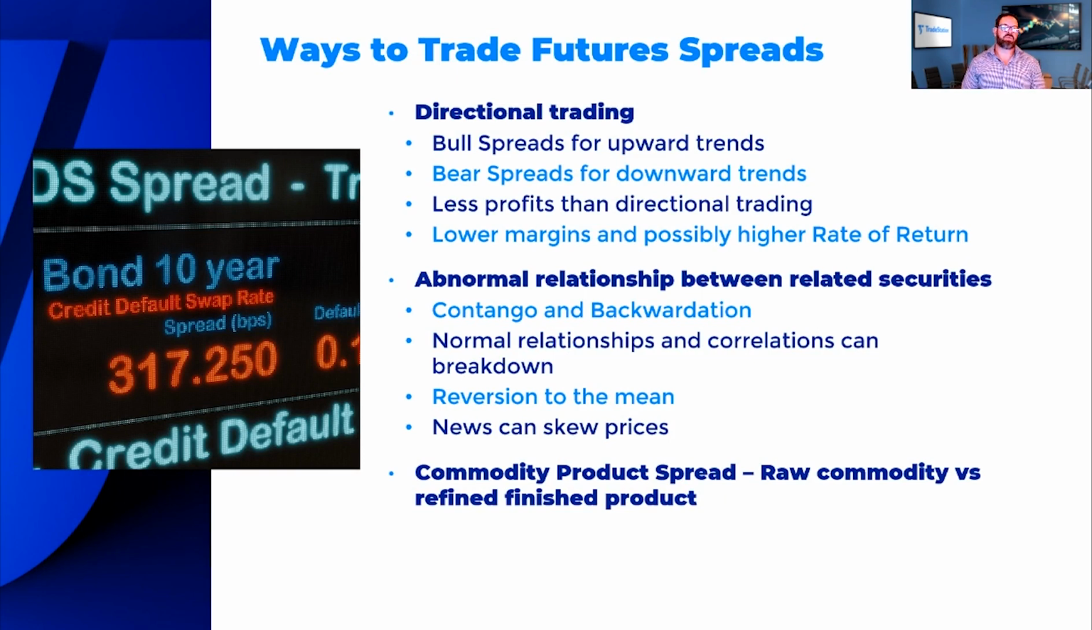So we have a couple of different ways of trading these. And the first way is directional trading. That's probably the most common way of trading future spreads. Directional trading, you basically, intramarket, use a bull spread for the upward move or use a bear spread for the downward move.